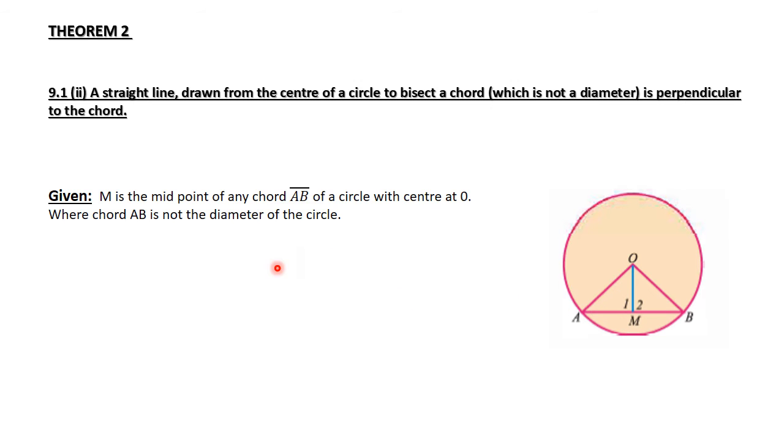What is given? M is the midpoint of any chord AB of a circle with center at O. AB is the chord, and the center of the circle is O.